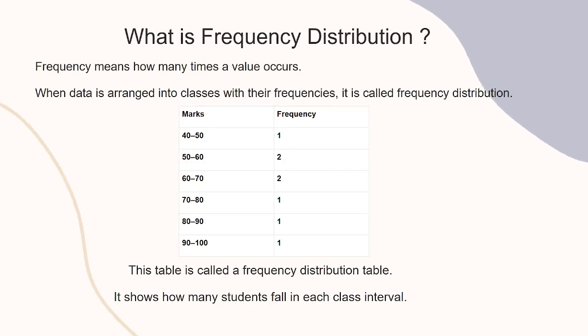Now let us understand frequency distribution. The word frequency means how many times the value occurs. When data is arranged into class interval with their frequencies, the table formed is called a frequency distribution table. In this frequency distribution table, it shows how many students fall in each class interval.